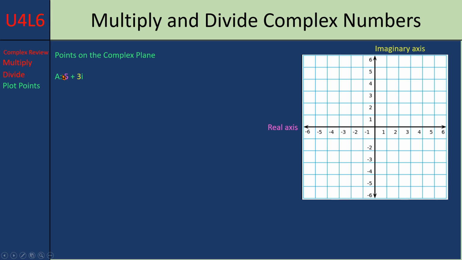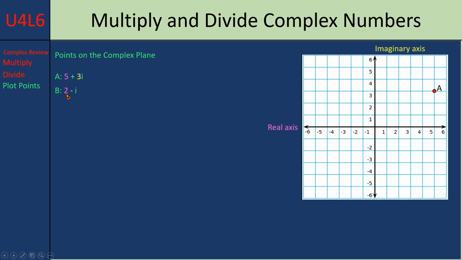You have a real part and imaginary part. Real part is the 5. Imaginary part is the 3 here. So when I plot this, I take 5 and I go on the real axis. +5, I go 5 to the right. And +3 on the imaginary axis, I go up 3. So A is right there. Okay. Again, the real part is left, right. Imaginary part is up, down.